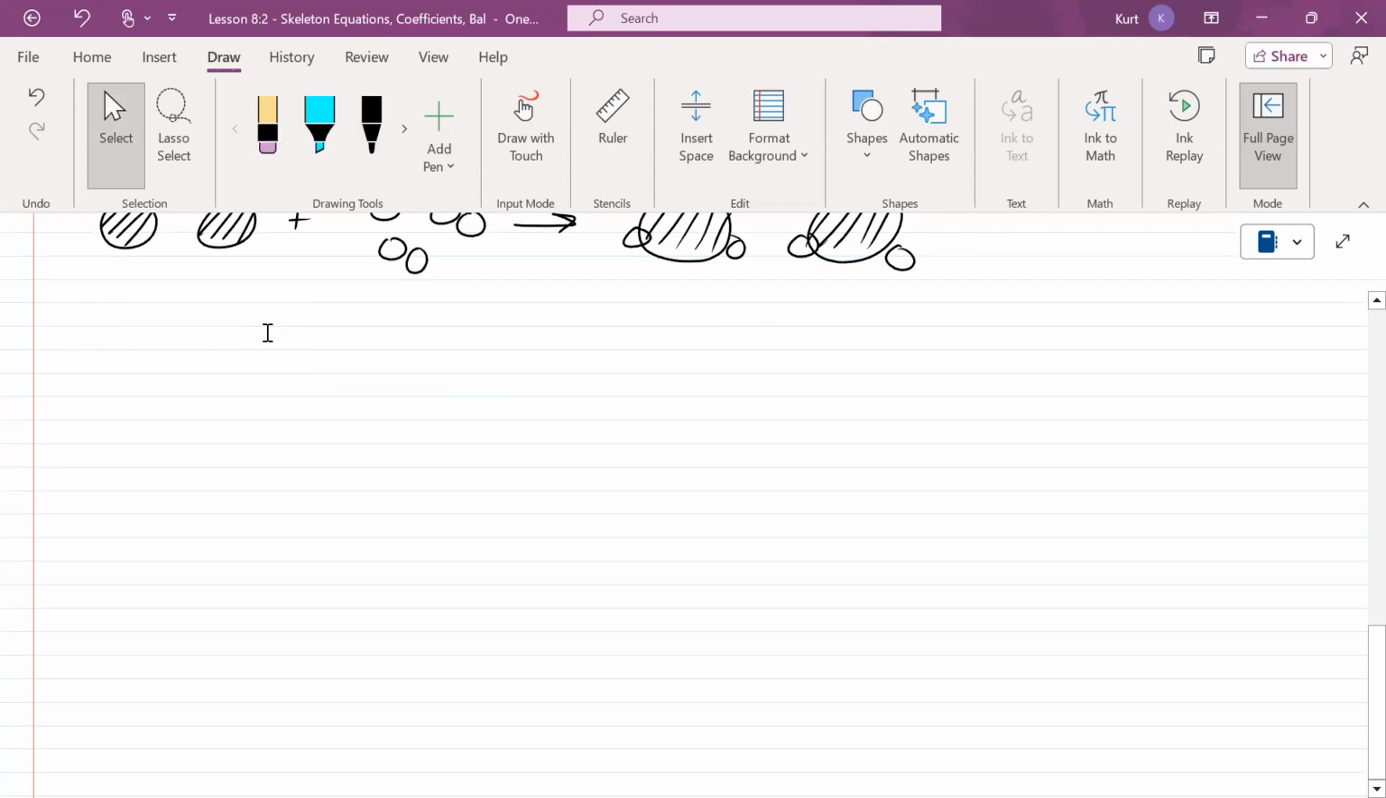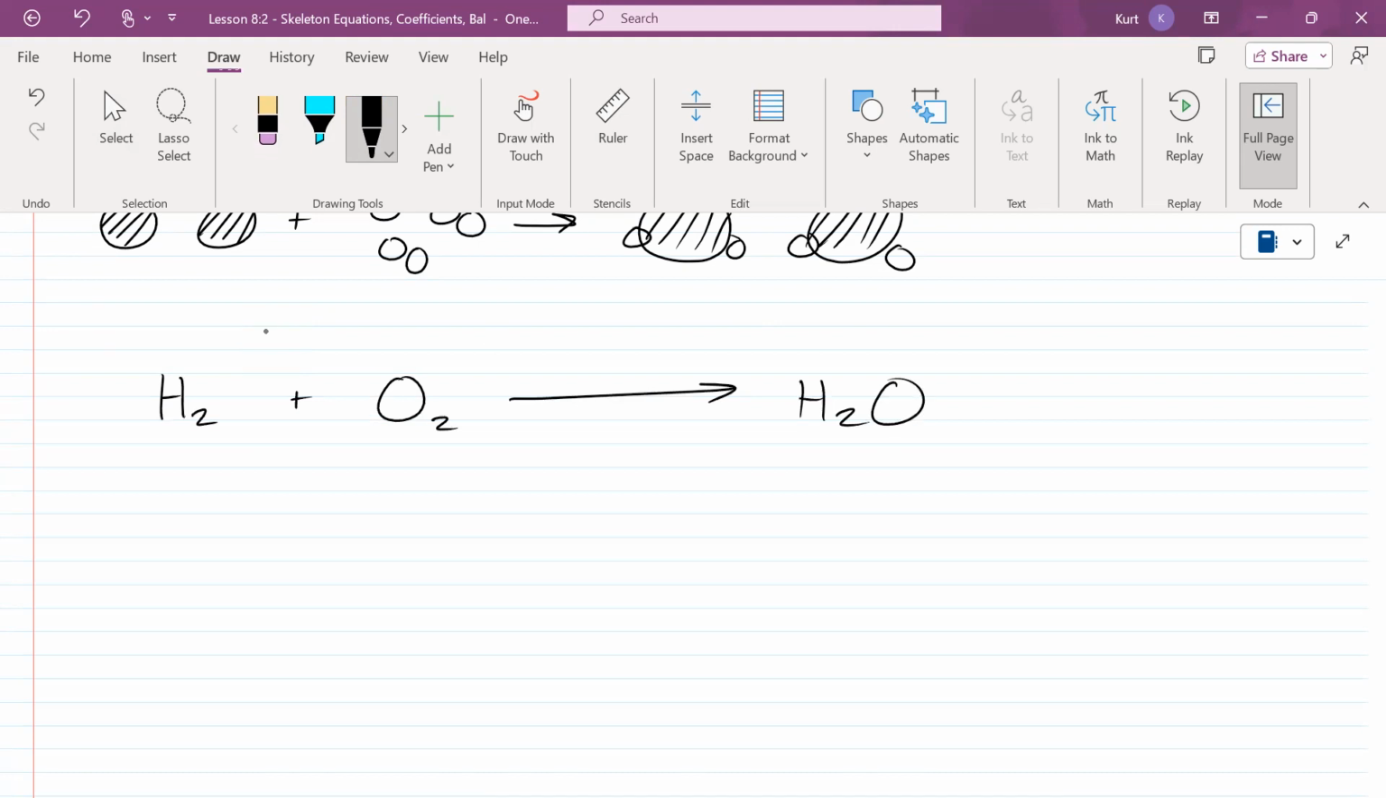So let's get to the problem that ruined chemistry for me in high school. I want to see if you can balance that on your own. Hated this. Man, I'm having flashbacks. This is the equation to make water. See if you can get that balanced. I'm going to draw it out.